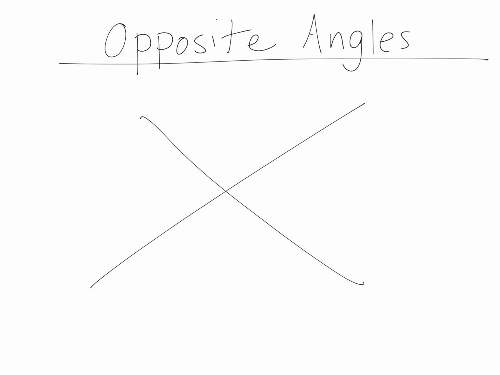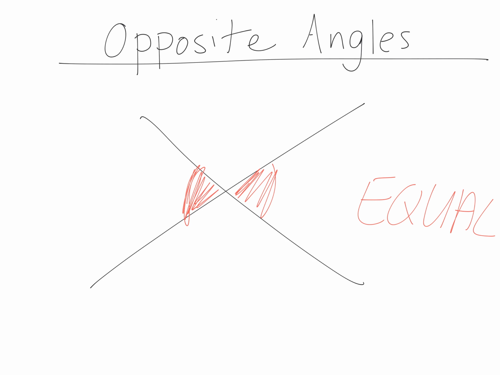Easiest one. Opposite angles are always congruent? Yes, which is equal. If you know this angle, the angle opposite to that would be the same. Is 74 degrees. The angle opposite to that would be 74 degrees.